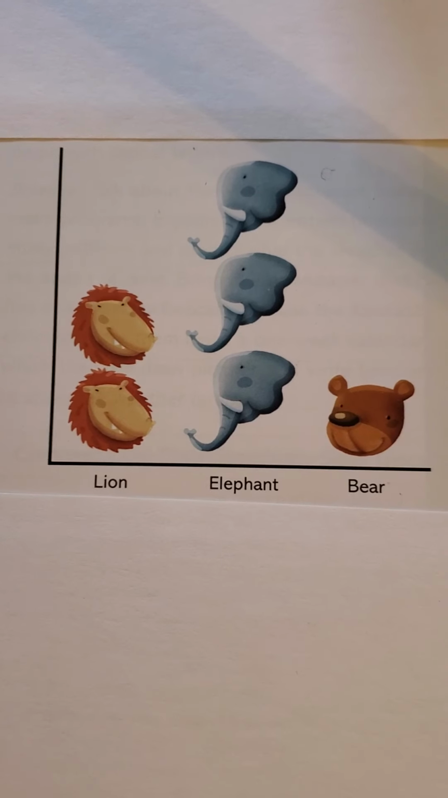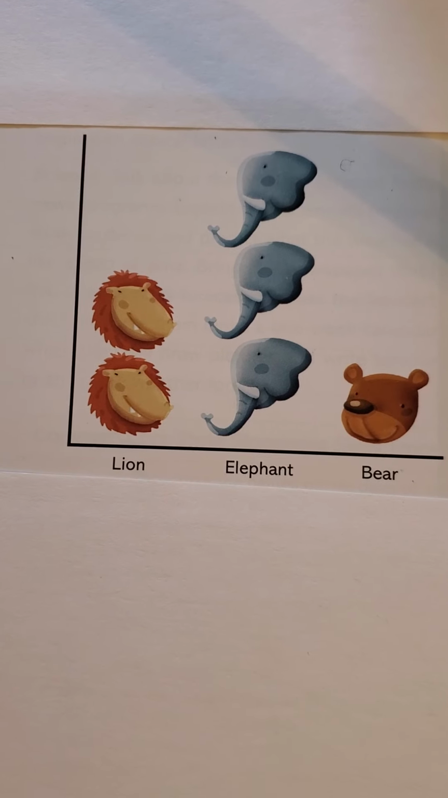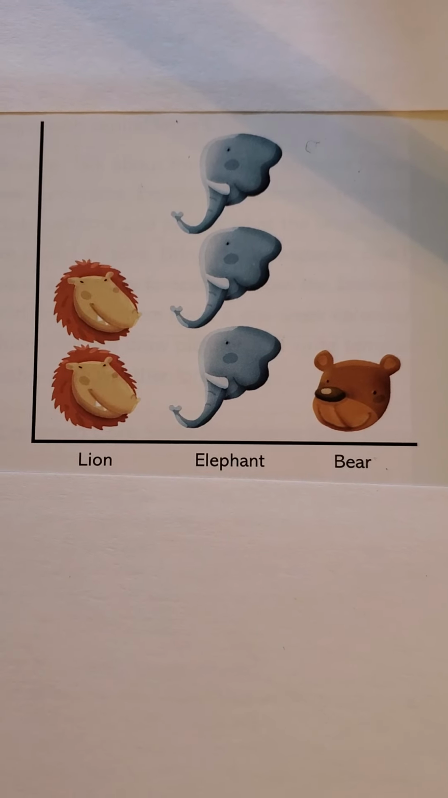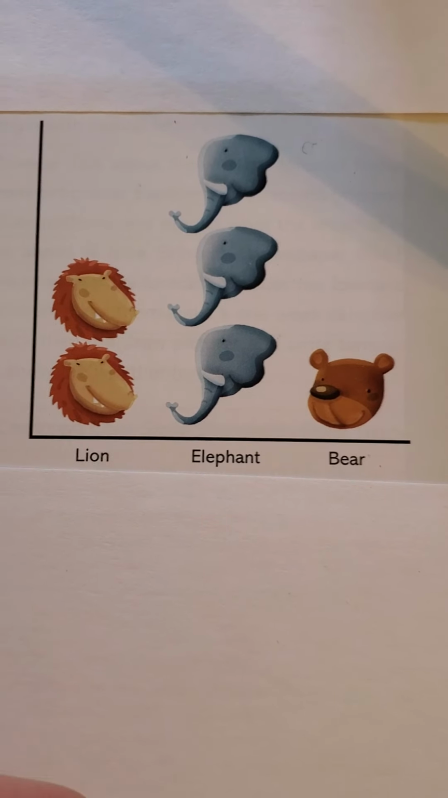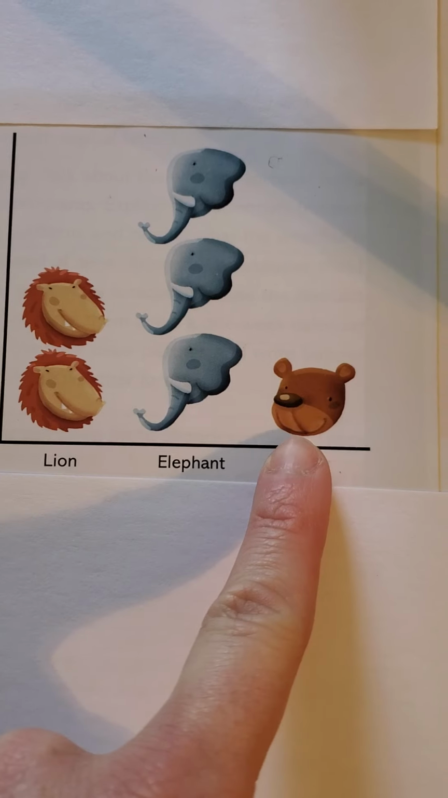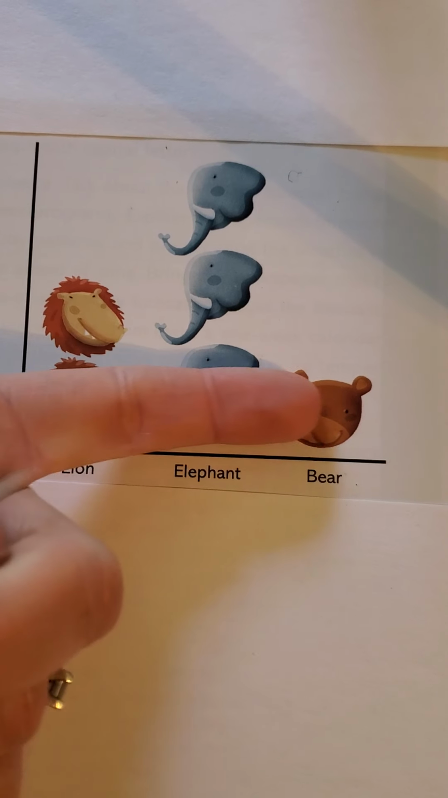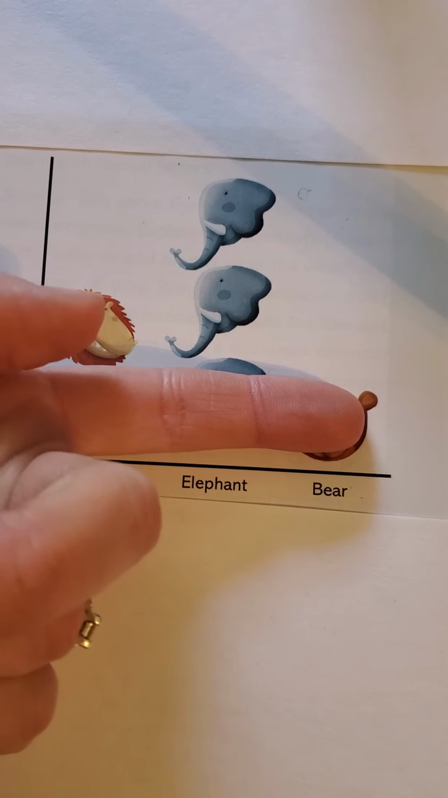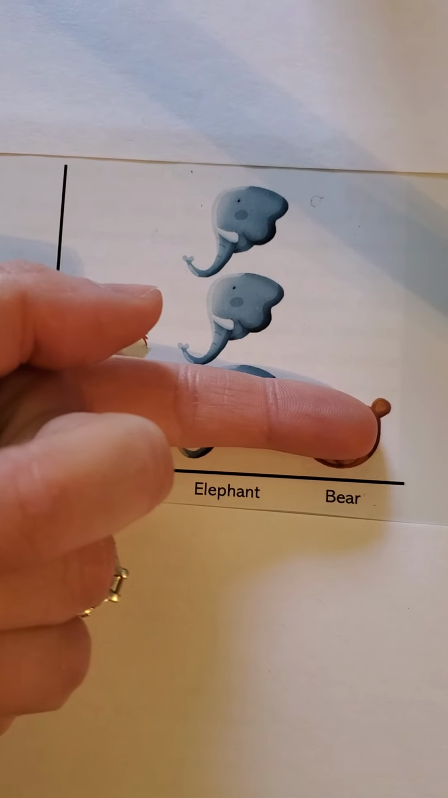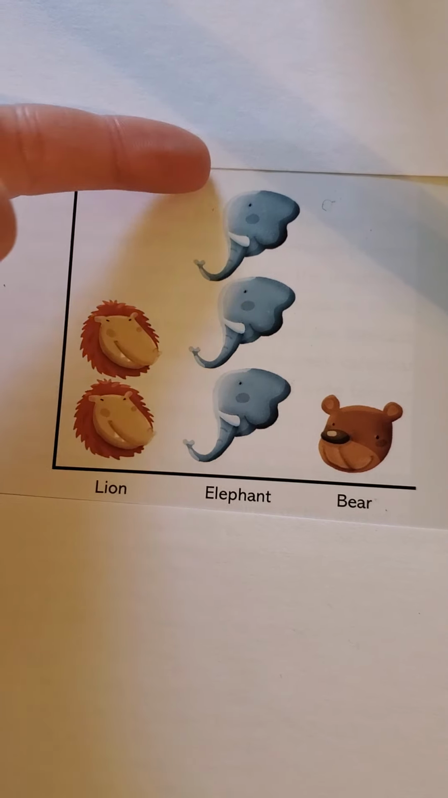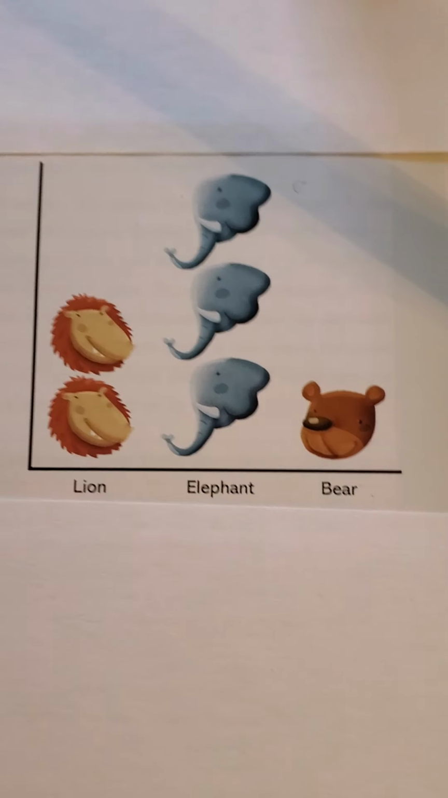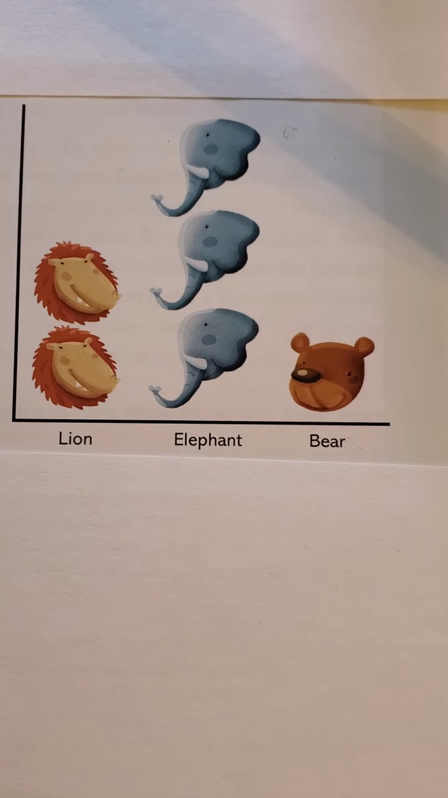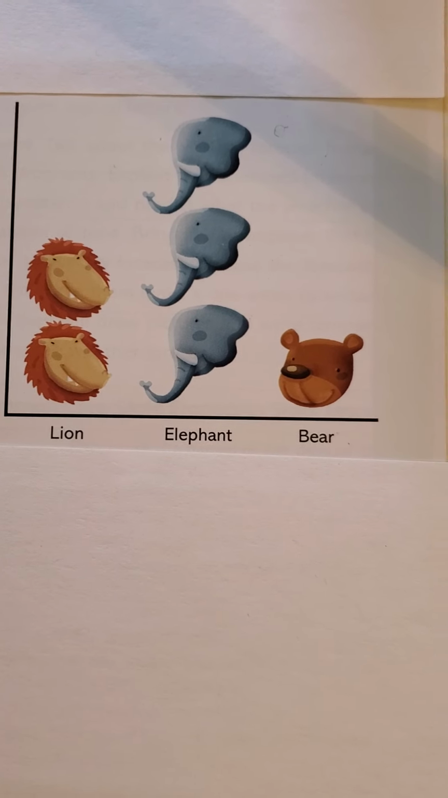All right, let's do the same thing with our elephants and bears. So we want to look and see how many more elephants there are than bears. So let's see, we're going to match 1 to 1. There's a bear, 1 bear to 1 elephant, and no more bears left to pair up. So how many more elephants do we have? We have 1, 2 more elephants. So that means there's 2 more elephants than bears and 2 less bears than elephants.